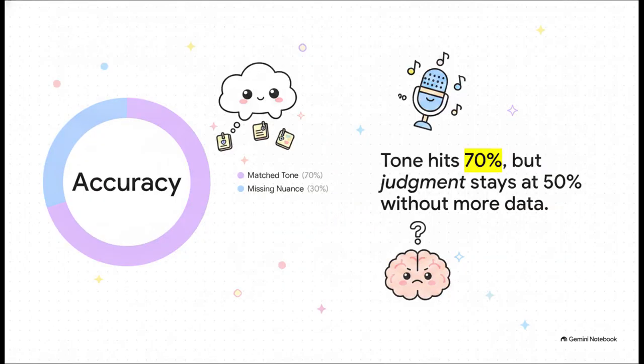We do need to be totally transparent about the current limitations, though. After 7 days, the AI captures your tone and speech habits with about a 70% accuracy, which is great. But replicating your true judgment and deep thinking, that sits at about 50%. Tone is relatively easy to mimic quickly, but understanding why you make certain decisions takes a lot more time and a lot more diary data to get right.